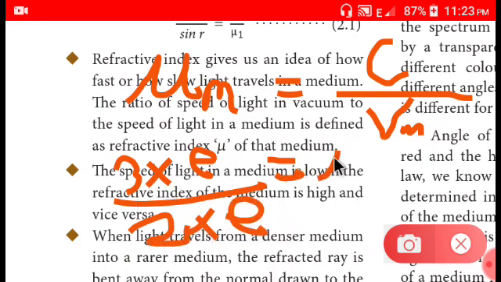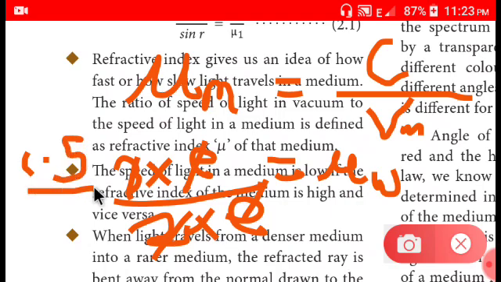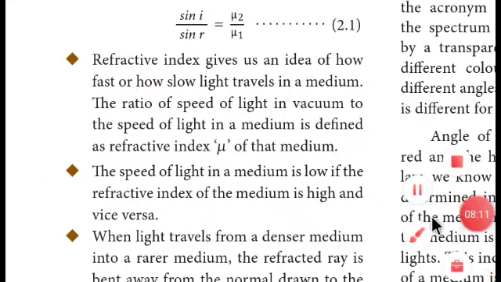So we are going to find the refractive index of water, W. The 10 power 8 and 10 power 8 get cancelled out, and finally we have 3 by 2, which is 1.5. So by using this formula we can say the refractive index of water is 1.5. We need to learn this.